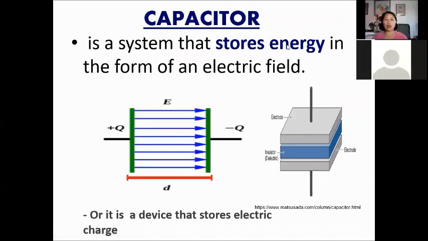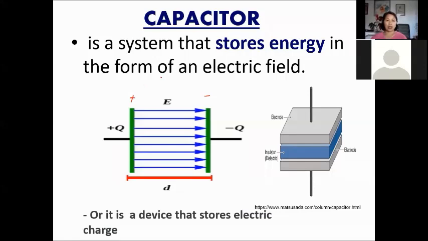So, let us define a capacitor. This is a system that stores energy in the form of electric field. As you can see in our diagram, we have a positive metal plate on the left side, and on the right side, the negative plate. So, this is positive charge, no? So, the direction of electric field is from positive charge to negative. That's why the blue arrows that represent the direction of electric field are from the left to the right.